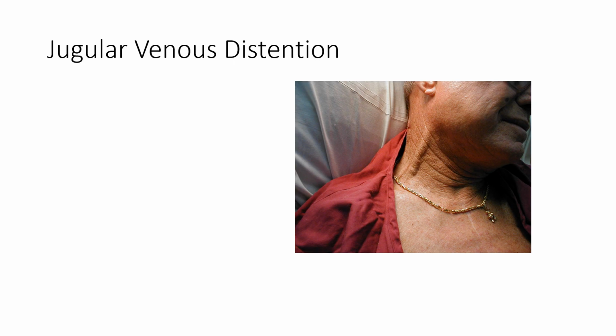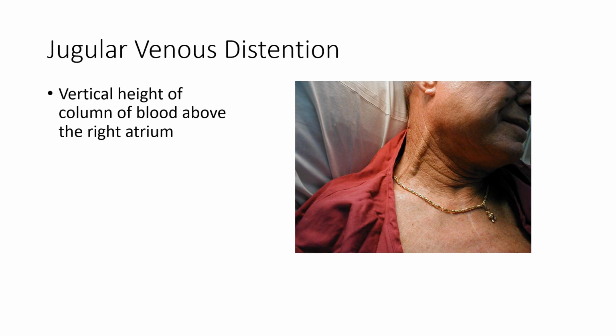Another common physical examination manifestation of fluid retention is something called jugular venous distension. So the jugular vein is located in the neck, and if you can see the neck vein, you can measure the vertical height of the column of blood above the right atrium. So the right atrium is located in the right upper chest, and if you measure the distance between that and the top of the column of the blood, you can estimate something called the central venous pressure, or CVP.